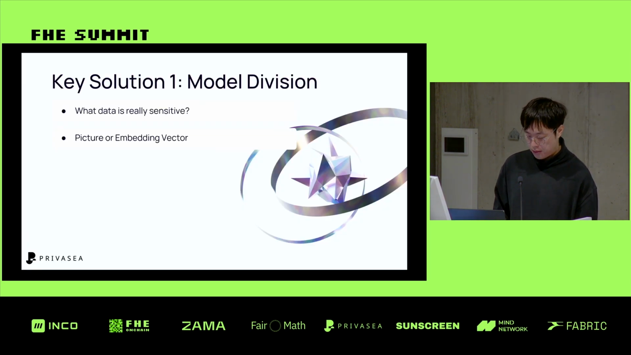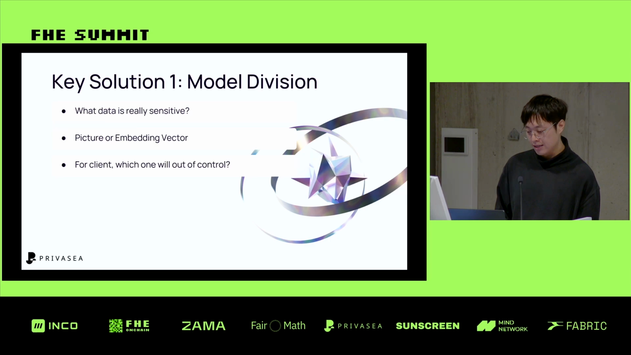First, we divide the model. Let's consider a few questions. What data is really sensitive, the picture or the embedding vector? If you use DINN, then DINN encrypts the whole image but locally evaluates the extract processing. So we think, for the client, which one will be out of control? Then it's really the sensitive data. So I think it's the vector.